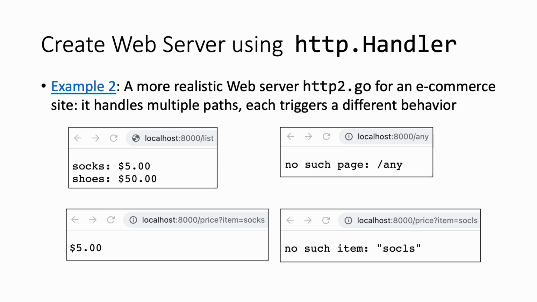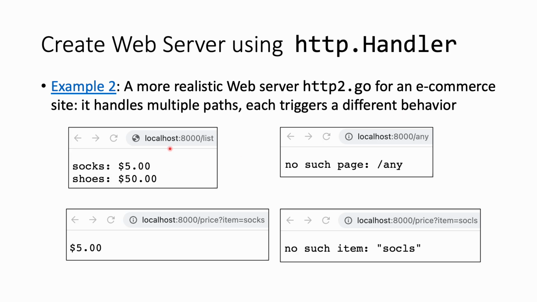Now I'm going to show another example of creating web servers using the http.Handler interface. In this example, we want to create a more realistic web server named http2.go for an e-commerce site. This web server will handle multiple paths. Each triggers a different behavior.